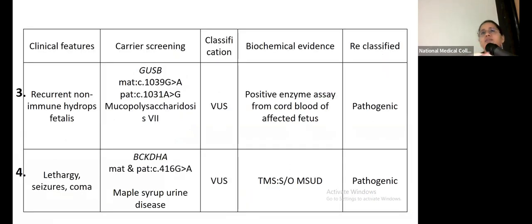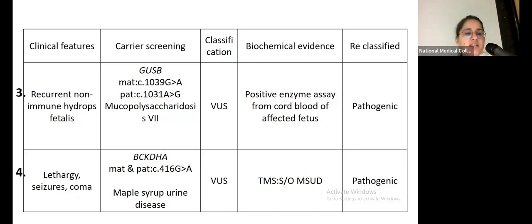Then again, there were some cases where the phenotype was definite, but where clinical investigations actually helped us in confirming the phenotype. So we had 2 cases where one family presented with recurrent non-immune hydrops fetalis, and in the other case the child had a vague clinical presentation of lethargy, seizures, and coma. But luckily for us, in this case, both the couples had preserved one piece of document related to the child. That is, in the child who had recurrent NIHF, enzyme assay was done from the cord blood of the fetus, and this was positive for MPS 7.